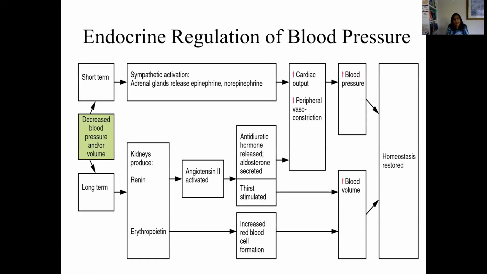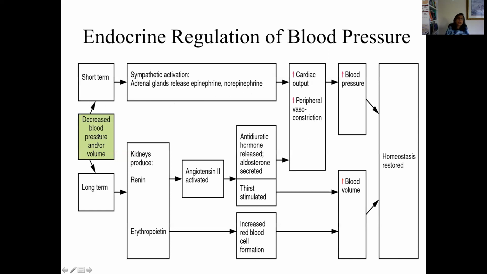All right, so that is the same thing that's summarized here. We are talking about decreased blood pressure and volume. Very quick result is through sympathetic activation. Certain changes in blood pressure can be corrected by sympathetic activation. With sympathetic activation, the adrenal glands release epinephrine and norepinephrine. These hormones increase cardiac output, increase peripheral vasoconstriction, and increase blood pressure.